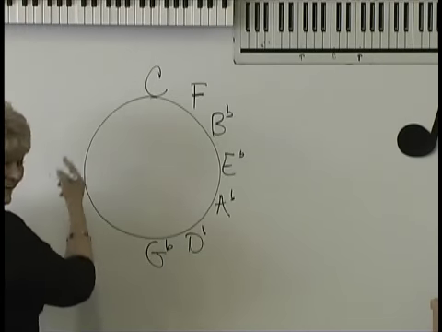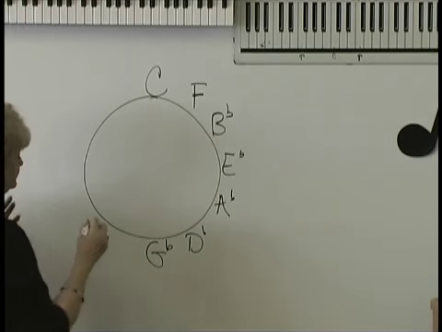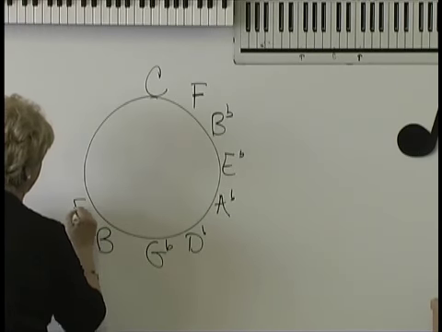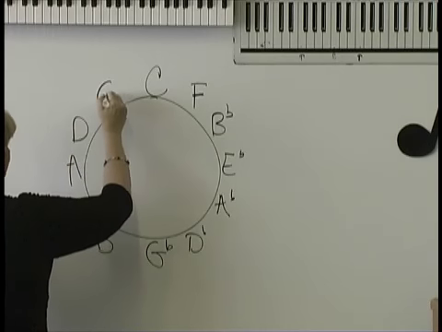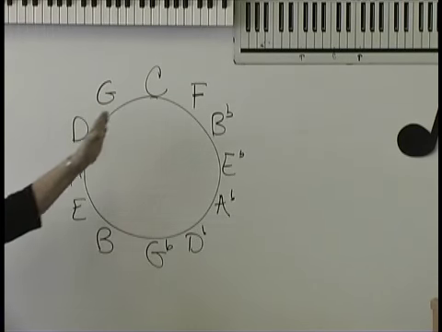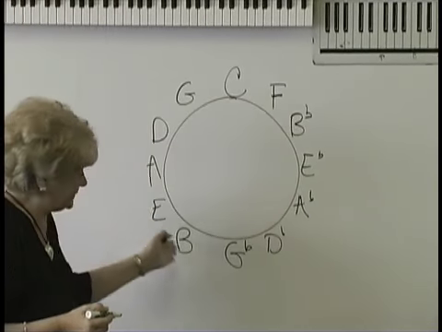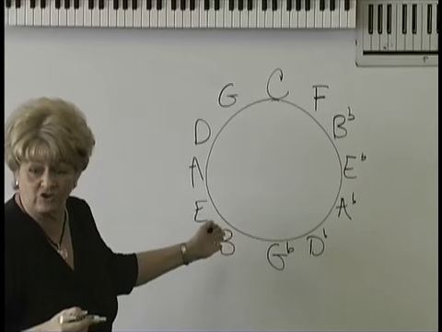If you go up the back side, get it? B. B-E-A-D on a G. Okay? This half of the circle is the sharp keys. All right? Or the circle of fifths.